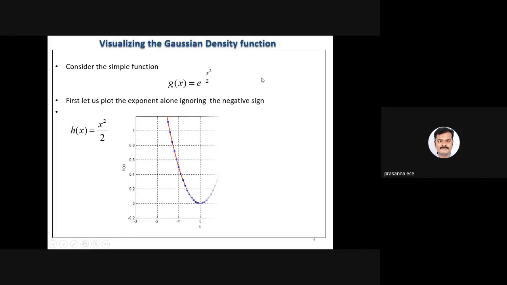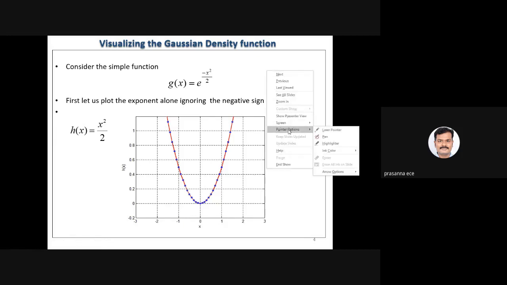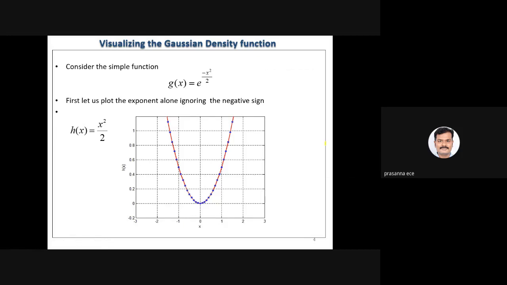So how does the exponent look like? It is a quadratic function, right? x square by 2 is a quadratic function. So obviously it is a parabolic function, right? If we plot it, it gives a parabola. Right now, what we are doing is we are using these numbers. Whatever number we are getting in the parabola, those numbers we are raising to the power of e.